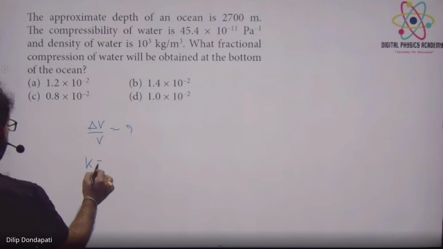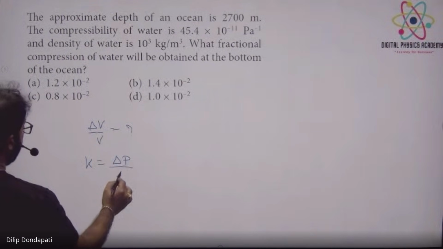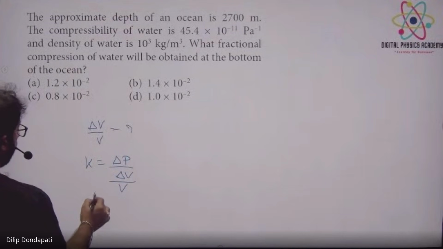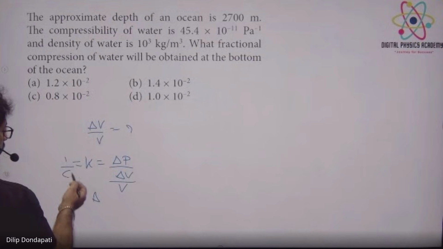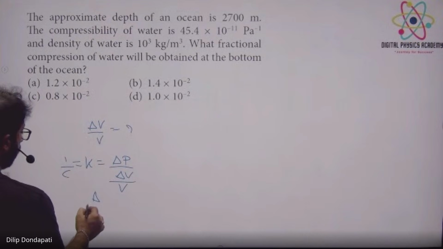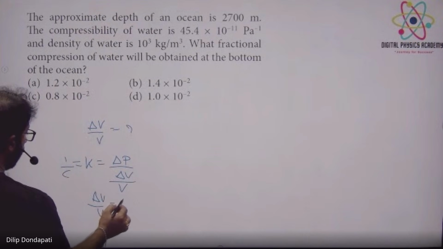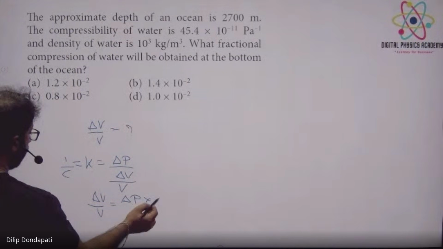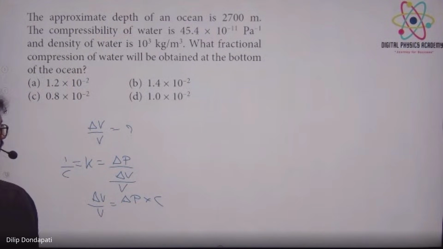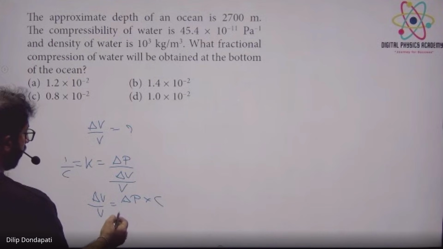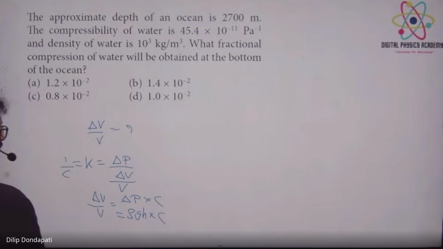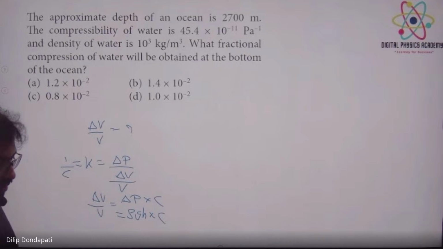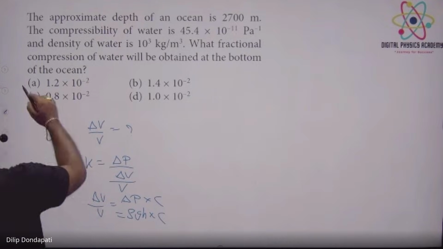वन पॉइंट टू, फॉर्मूला क्या है? डेल्टा V by V. So delta, and this is nothing but 1 by C only. So delta V by V is how much from this? Delta P into C. Right? C will come from there. So delta P is rho gh, right? Into C. Everything is given. Substitute करने से आपको आंसर आएगा 1.2. Yeah, 1.2 into 10 to the power minus 2 is the answer.